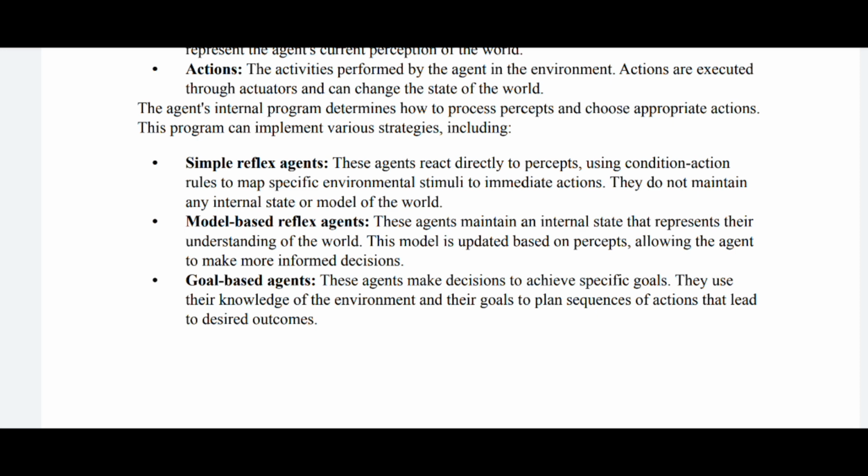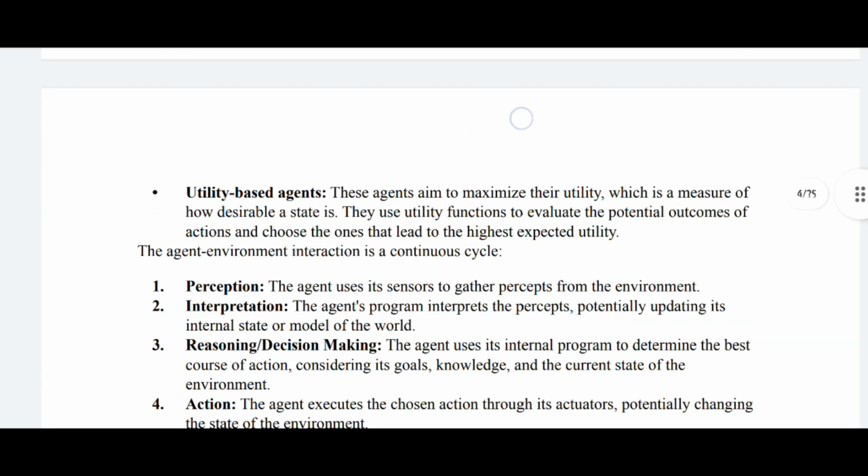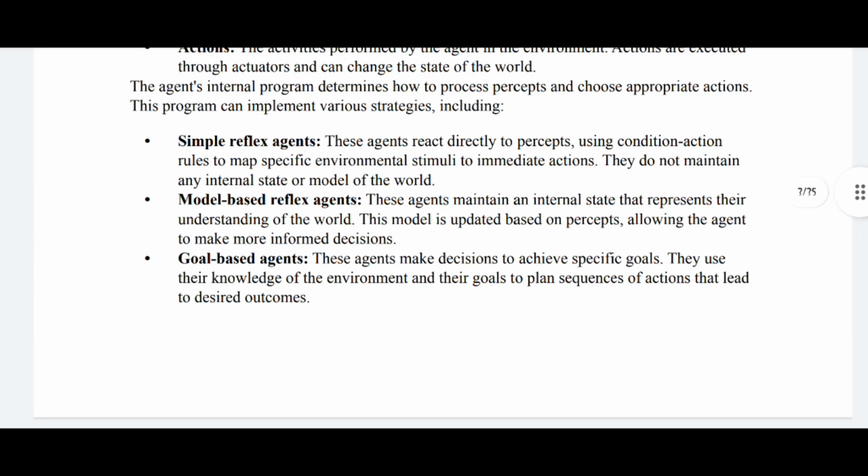There are some agent types: simple reflex agent, model-based reflex agent, and goal-based agent. These are very important, guys, so you should know the concept. A simple agent reacts directly to percepts, using conditional action rules to map specific environmental stimuli to immediate actions.